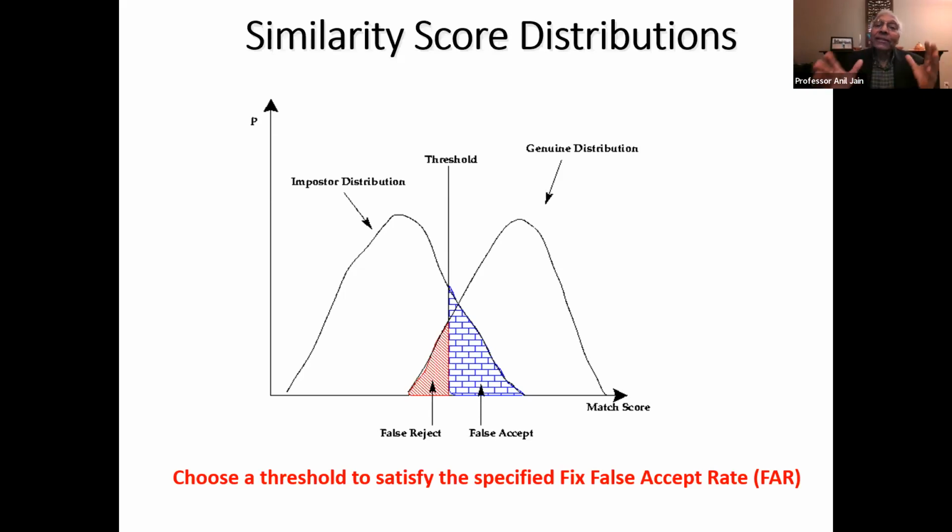So this is very important to understand because the same fingerprint recognition system could be used in different applications and could be operating at different false accept rates.